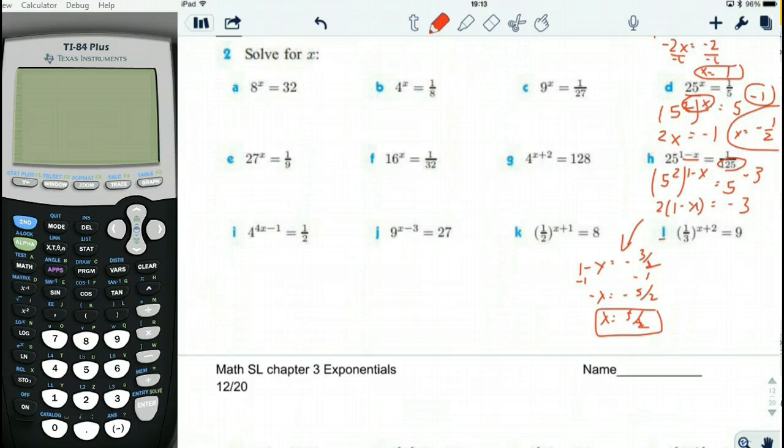Okay, now this one here. Let's put both in terms of a base of 3. So 9 is 3 squared. And on the left side we have 3 to the -1 to the x plus 2. An exponent to an exponent, you can multiply those two together. So it's 3 to the -x minus 2 equals 3 squared. So -x minus 2 equals 2. And so we add 2 to both sides, and we get -x equals 4. So x is equal to -4 for that one.